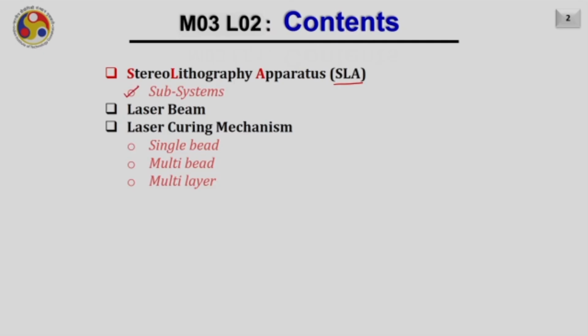As there are around 4 to 5 subsystems of this machine which I have identified to discuss in detail, in this lecture we shall discuss two subsystems. Those are the laser beam and the laser curing mechanism. The laser curing mechanism will be further divided into three: first is single bead, multi-bead and multi-layer. So basically here we will learn how these photopolymers get cured when UV light falls on them.